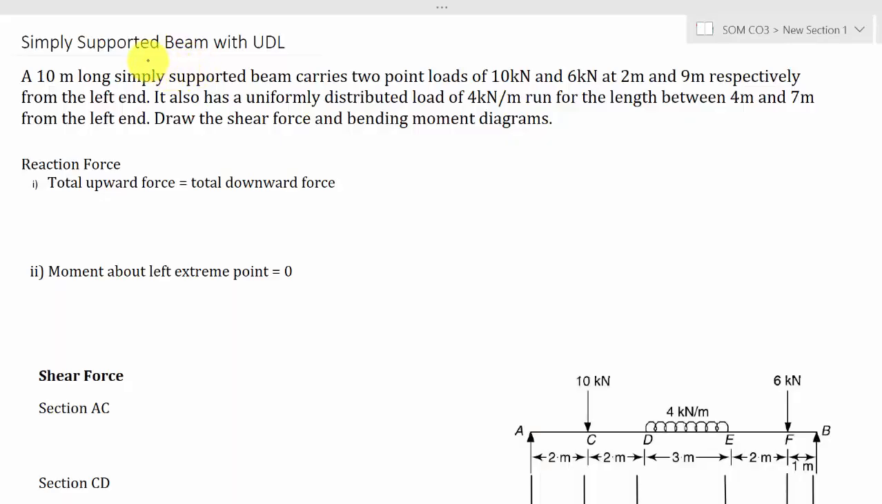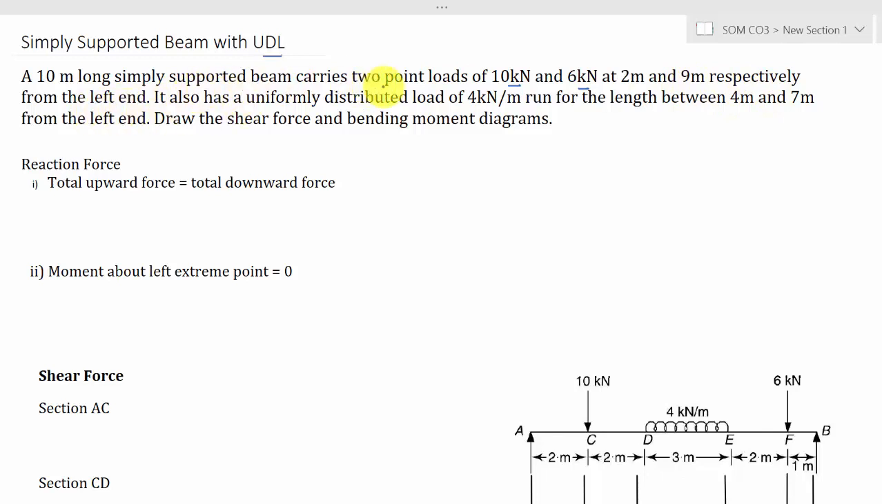In this lecture, we are going to solve a problem on a simply supported beam that is subjected to a uniformly distributed load. So this is the given problem. A 10-meter long simply supported beam carries two point loads of 10 kilonewton and 6 kilonewton at 2 meter and 9 meter respectively from the left end.